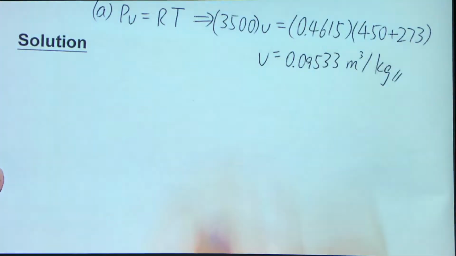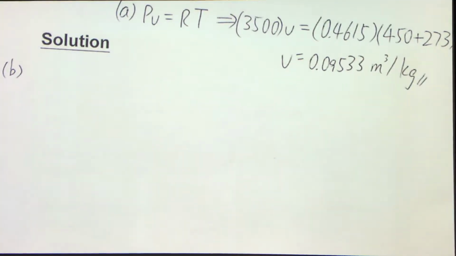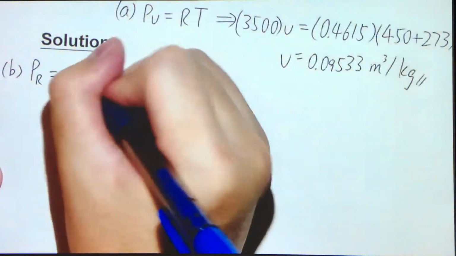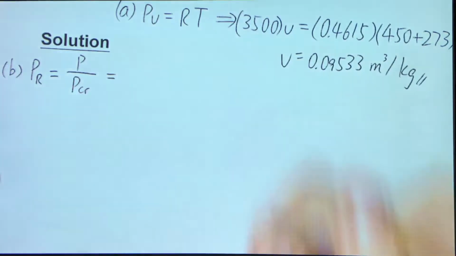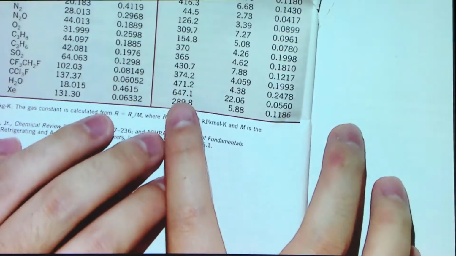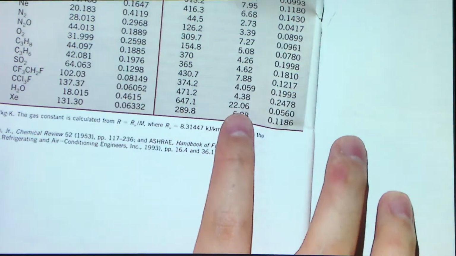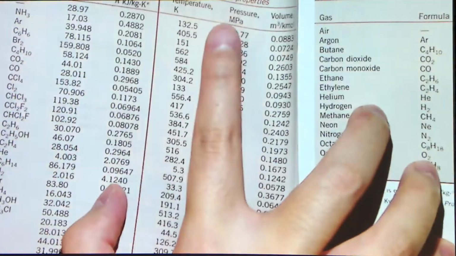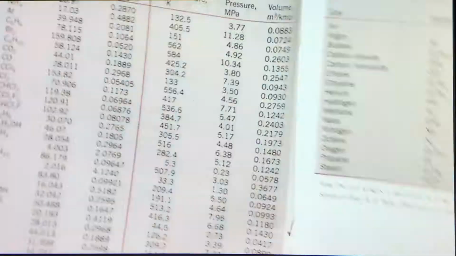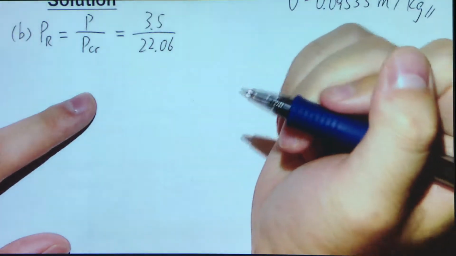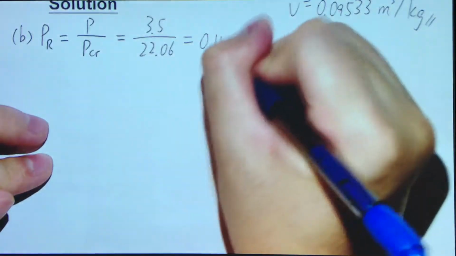For part B, because we know the pressure and the temperature, we will just use the generalized compressibility chart. First of all, to use that chart, we need to calculate the reduced pressure first. The reduced pressure is P divided by P critical. If you check table A1, you will see that this is the critical temperature, 647.1, and this one is the critical pressure, but note that this is in megapascal and this one is K. So we have 3.5 megapascal divided by 22.06 megapascal, and you will get 0.1587.